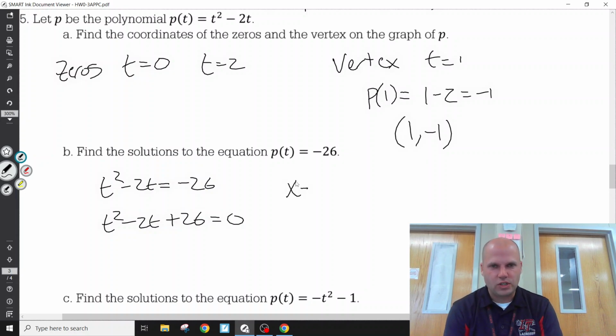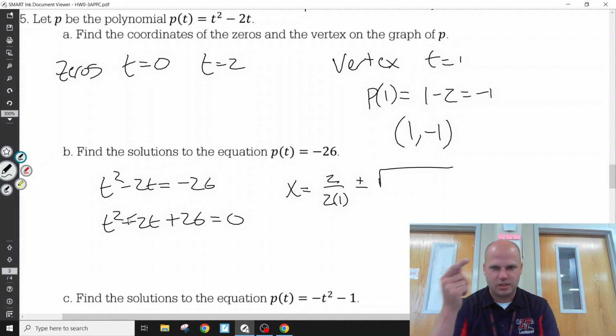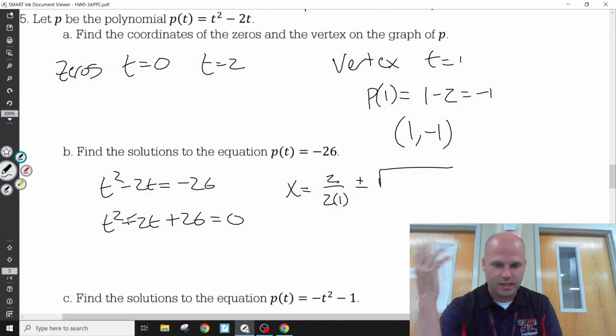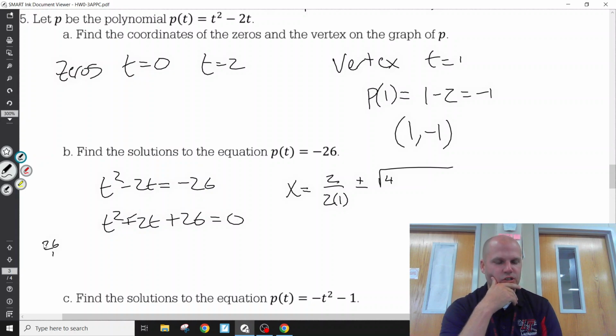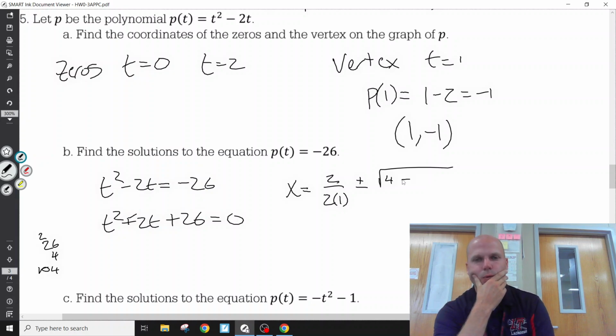So I get x equals the opposite of b over 2 times a, plus or minus the square root. Did I take the opposite of b? Yes. Okay, good. I made that mistake before. Learn from your mistakes, team. B squared, 4 times 1 times 26. I'm going to do this on the side. 4 times 26 is 104. 4 minus 104. Oh, man, who set up this problem?